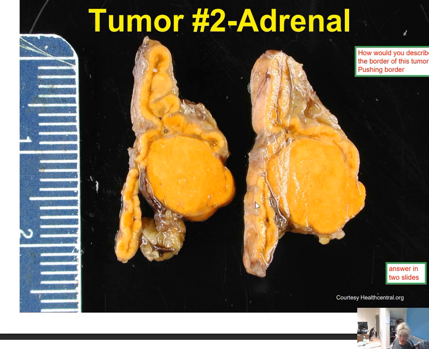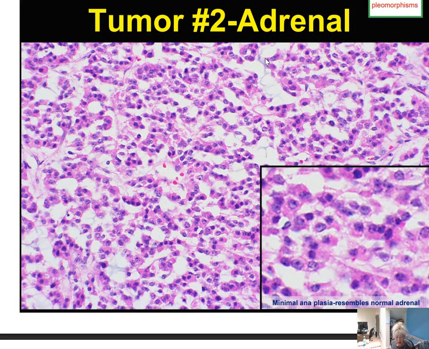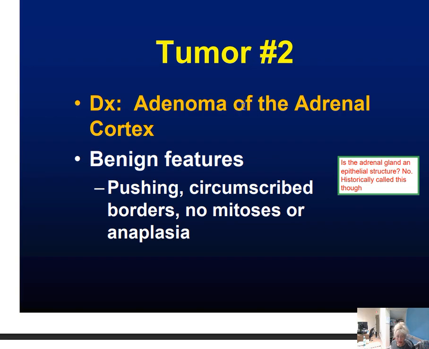Here's a tumor of the adrenal gland. It's pretty big. How would you describe the borders? And the answer in 2 slides. Normal adrenal, minimal anaplasia that resemble a normal adrenal, right? Just looks like they're on steroids. This is an adenoma of the adrenal cortex. It has benign features. It's pushing the circumscribed borders.